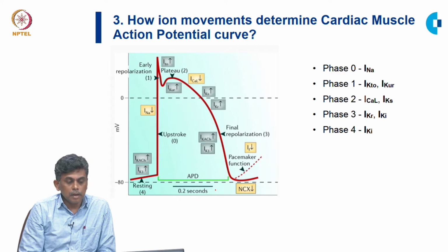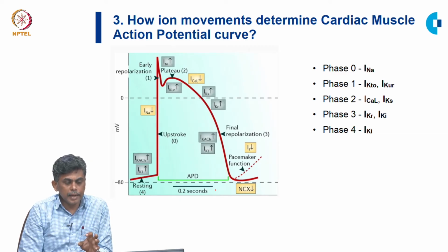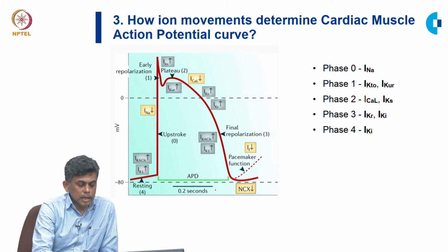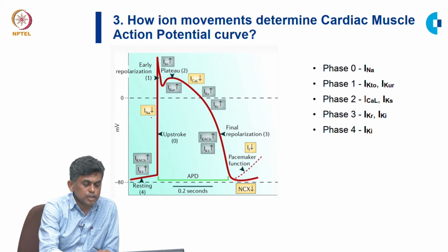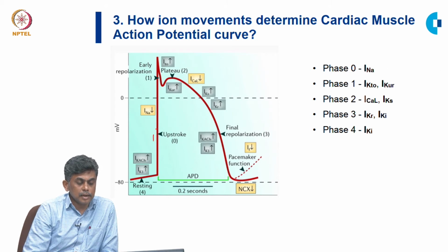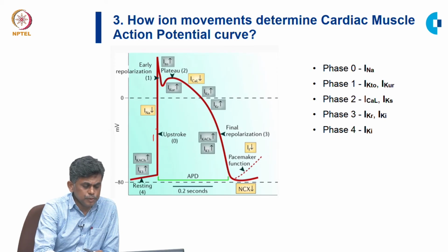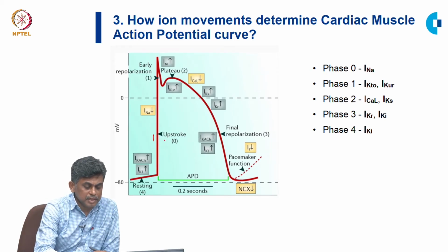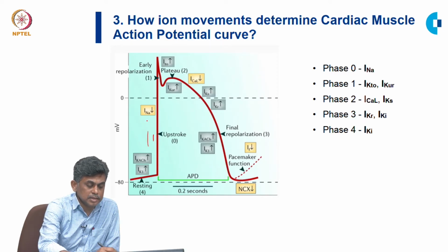Now, the next question is how ion movements create changes in the action potential curve. This is the figure showing the action potential curve of a ventricular muscle, and if you see, it has got 5 phases. First is what? It rises up.